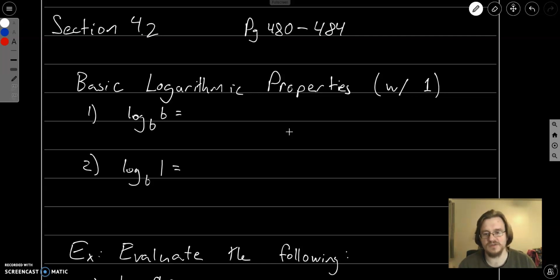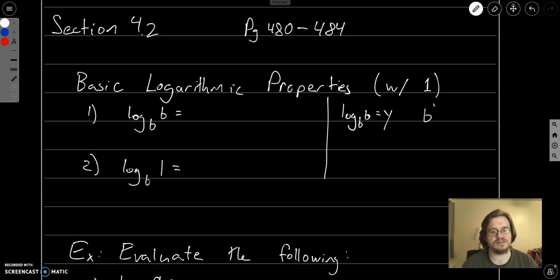So if I solve for this really quickly, with some scratch work off to the side, if I go log base b of b, and I don't know what this is, I could say that this is equal to y. I can turn any logarithm equation into an exponential form. So log base b of b is equal to y. This means that b raised to the y power is equal to b. And we can see that b to the first power is just b.